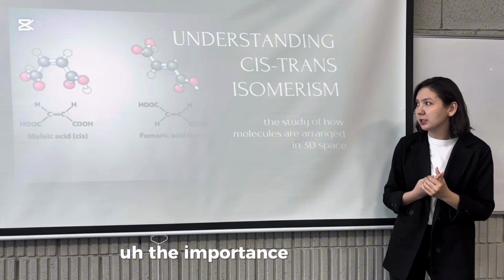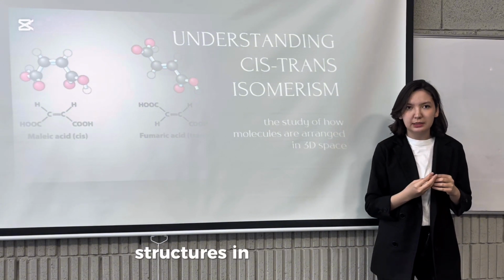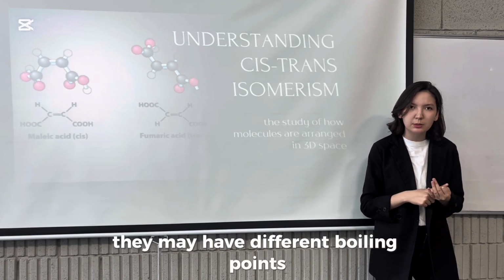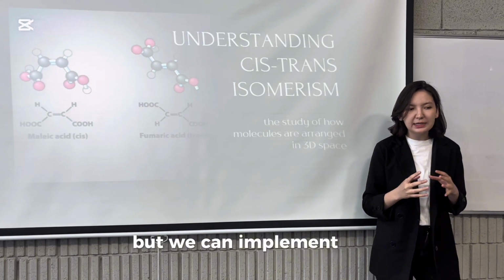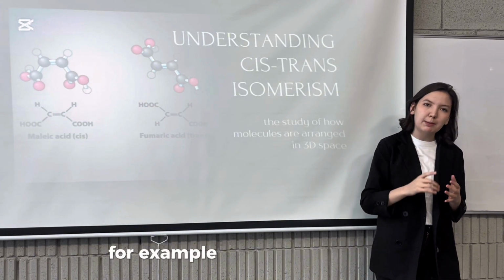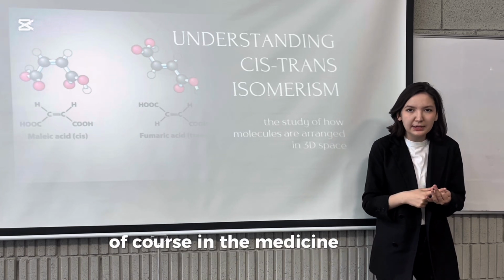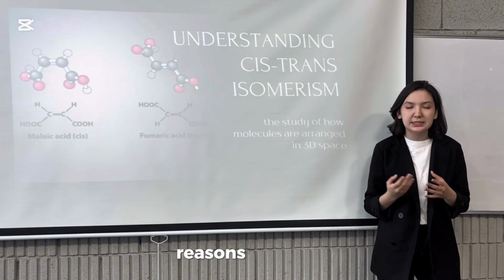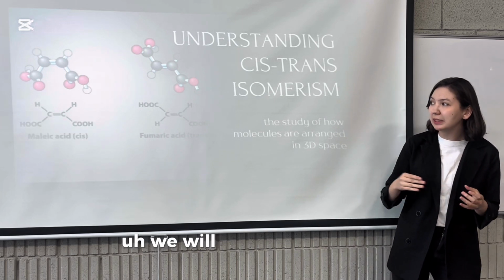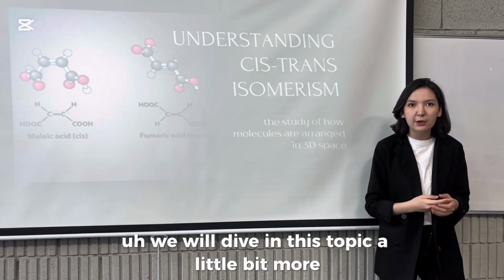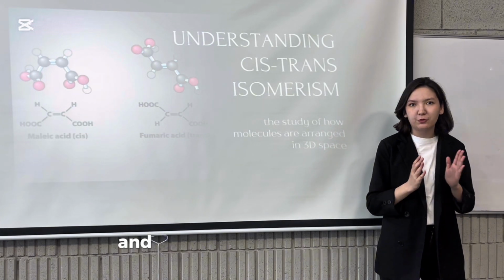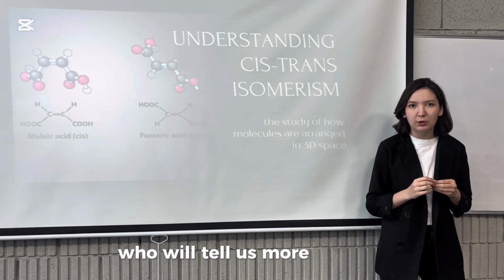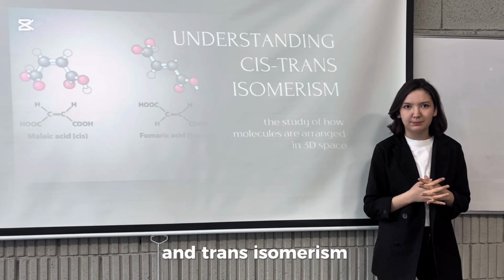The importance of these structures in chemistry? They may have different solubilities, and different boiling points and melting points. We can apply this knowledge in different domains, for example, in the food industry, of course in medicine, in laboratories, and also in the production of some resins and so on. We will dive into this topic a little further in this presentation, and for now I want to give the word to the next speaker who will tell us more about cis and trans isomerism.